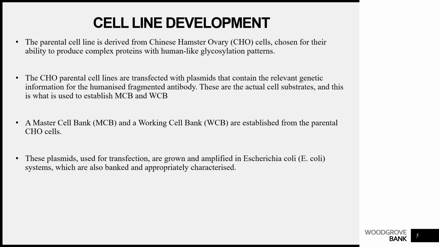coli systems, which were also banked and appropriately characterized. And the master cell bank and the working cell banks are established from the parental Chinese hamster ovary cell, the CHO cell line. And these are what we have to consider, these cell banks that we have to consider and plan in advance, long term. So we have to really think strategically.